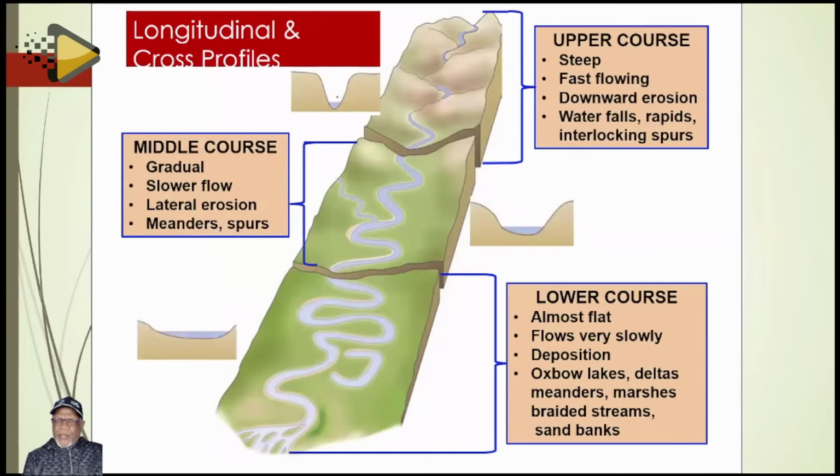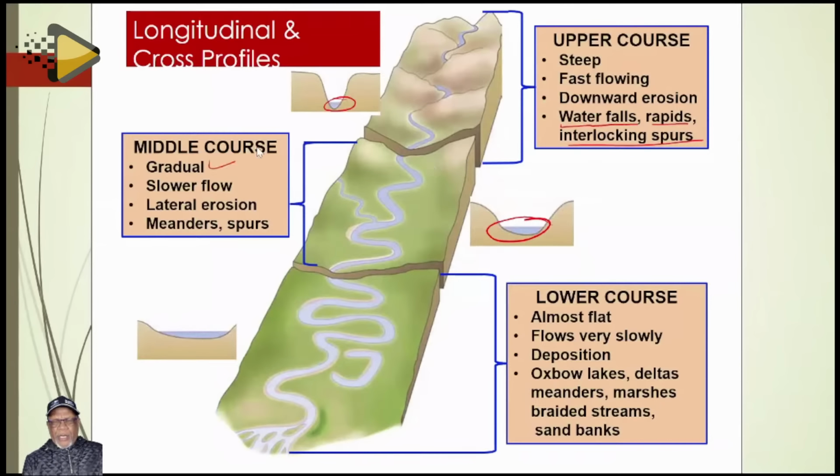So the river in its upper course has a steeper gradient, and the water is flowing fast. There is dominant downward erosion, or vertical erosion, and the area has waterfalls, rapids, and interlocking spurs, and you can see the volume of water is very little. Then in the middle course, you can see the volume of water is increasing because more tributaries are joining the river.